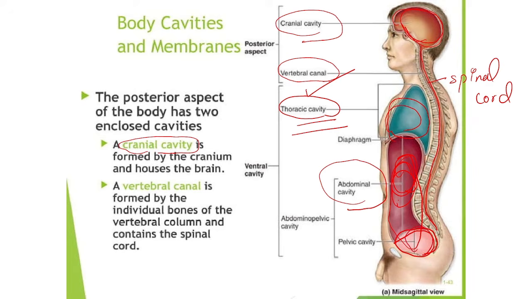Okay, pelvic cavity, this space is called the pelvic cavity. What are the different types of spaces or cavities in our body? Cranial cavity, which holds our brain. Vertebral column, which holds our spinal cord. Thoracic cavity, which holds our lungs. Abdominal cavity, which holds our digestive organs. Pelvic cavity holds our pelvic organs or reproductive related organs.